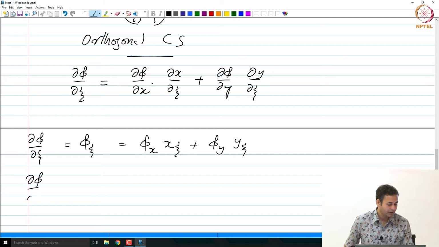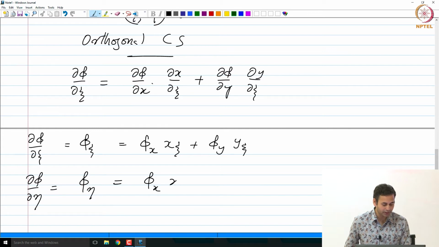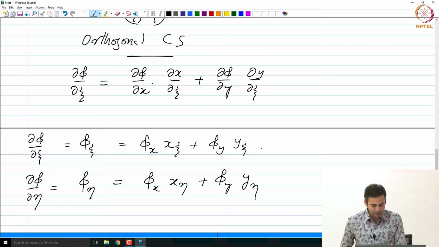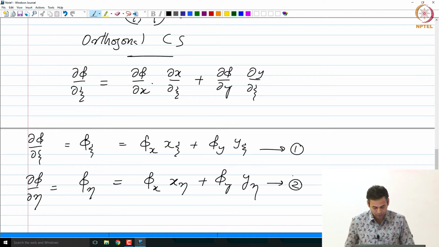Similarly, if I want to relate partial phi partial eta, this is phi eta. Phi is again a function of x and y, so I can write this as phi x x eta plus phi y y eta. So I am relating the gradients in the local coordinate system, that is xi and eta, to the gradients in the global coordinate system, that is phi x and phi y, together with the grid metrics, that is how x changes with respect to xi, how x changes with respect to eta, and so on. Let's call these equations 1 and 2.